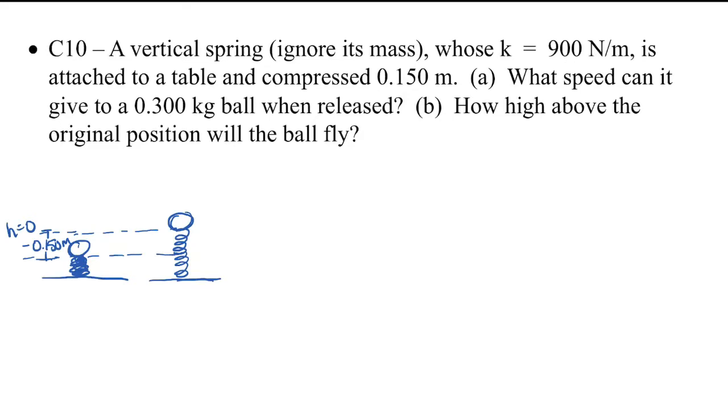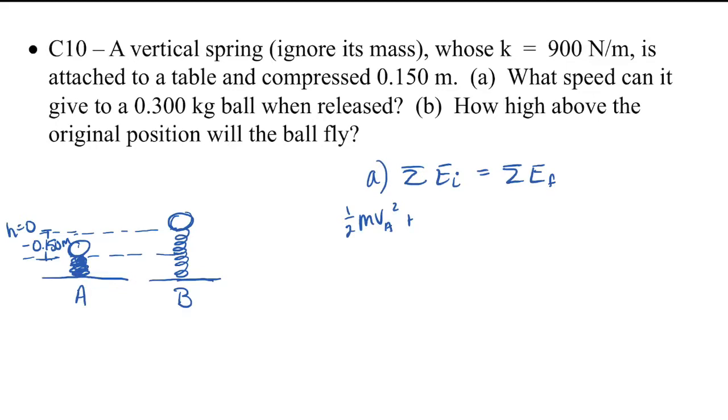So when I say what speed can it give to this ball when released? Okay, so here I'm going to call this point A and this point B. A is going to be my initial and B is going to be my final. Okay, so part A. When I'm looking at here, my initial energies, the sum of initial energy is equal to the sum of final energy. I'm going to write out the whole thing. You never have to do this, by the way. But I'm just going to write it all out.